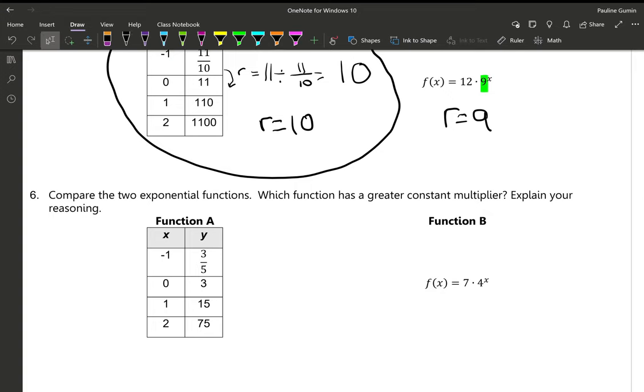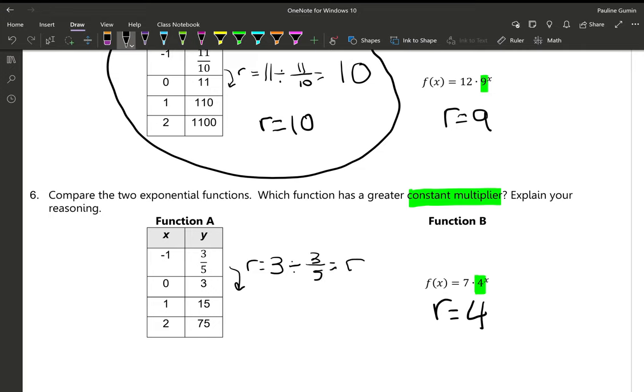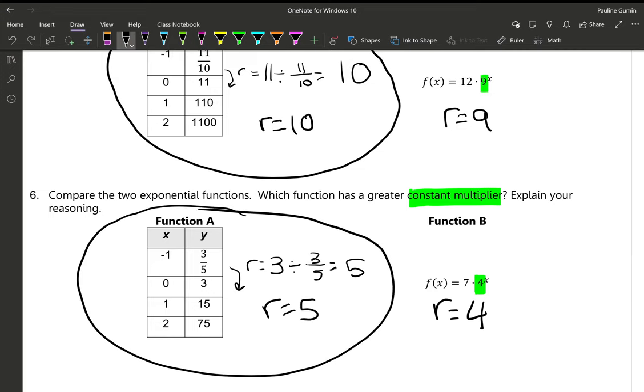Let's do the same thing for number 6. So I can find the constant multiplier, the ratio, real quick in function B: r equals 4. Here I need to do, to find r, second term, so 3, divided by first, that's 3/5. 3 divided by 3/5 is 5. So here r equals 5. Which one's bigger? Function A is bigger again.